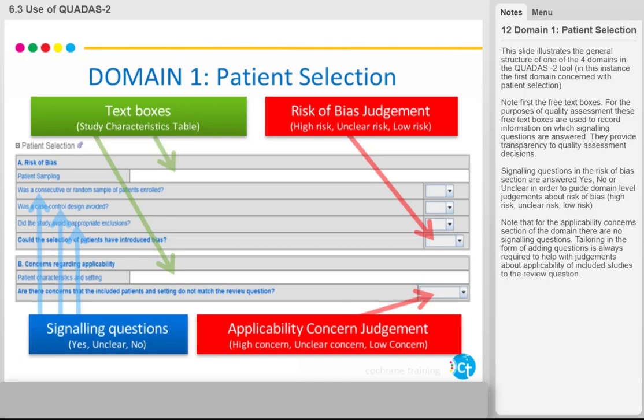Note that for the applicability concerns section there are no signalling questions. Tailoring in the form of adding questions is always required to help with judgments about applicability of included studies to the review question.